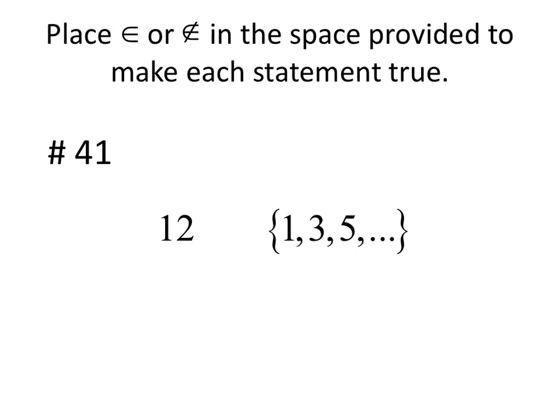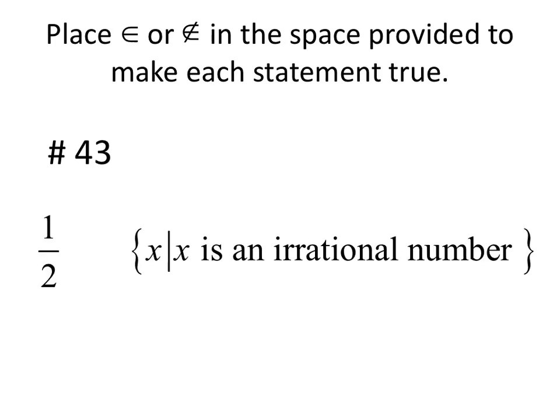Alright, is 12 an element or not an element of the numbers 1, 3, 5, dot, dot, dot, which means it goes on forever? So we have 7, 9, 11. But 12 is an even number, and those are all odd numbers. So it is also not an element of, so we use the symbol that has the dash through it.